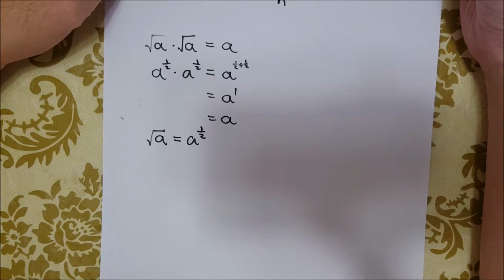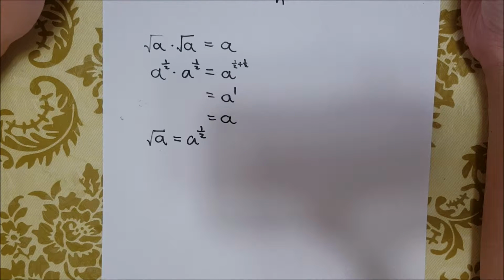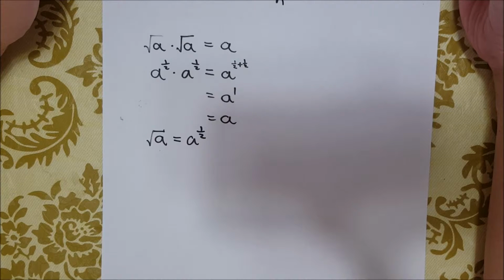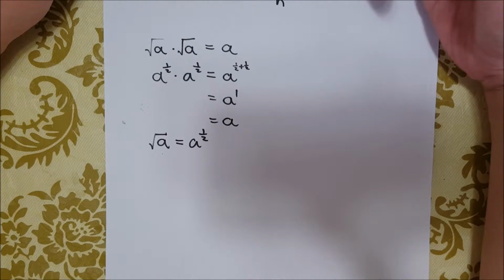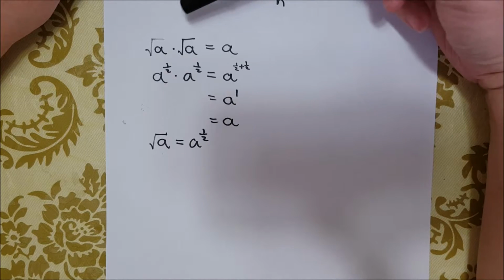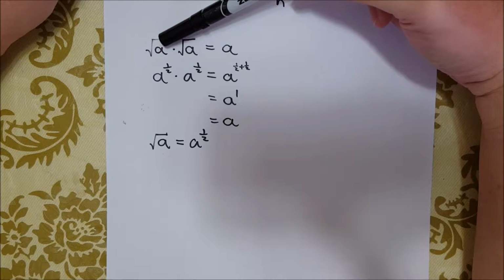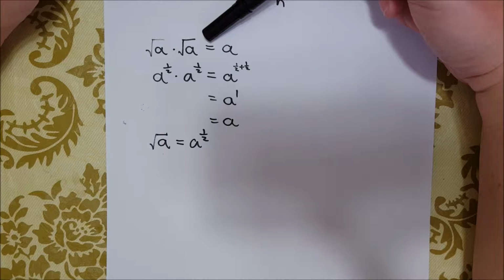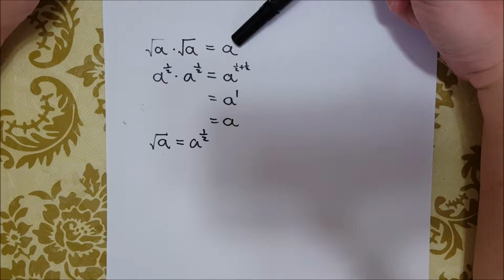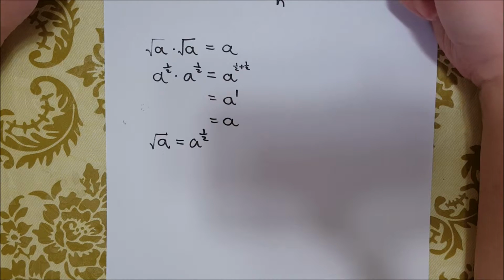In fact, there is a relationship between surds and indices. Here, we can find the relationship between them. A square root of a multiplied by another square root of a is equal to a. And this is the same as the definition.